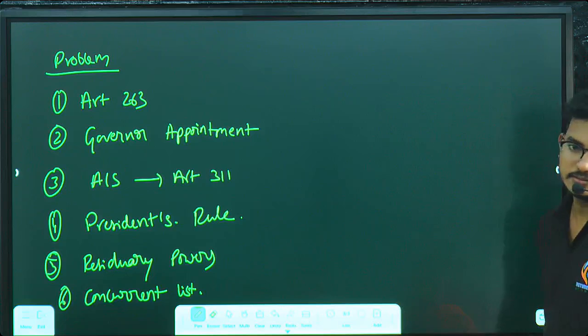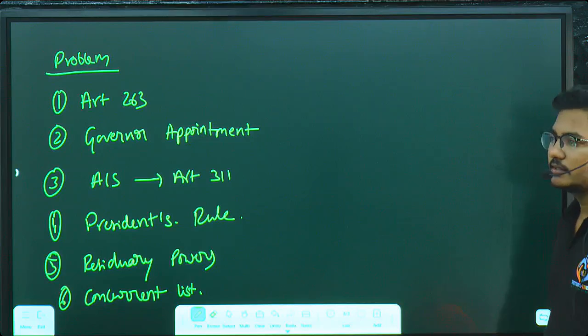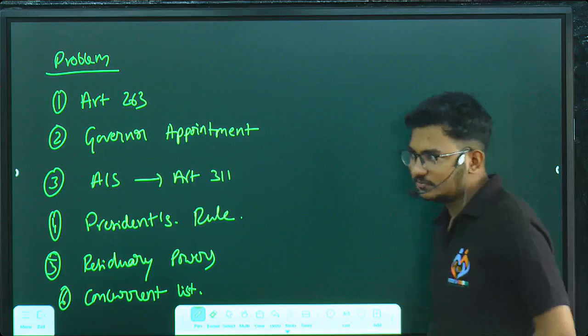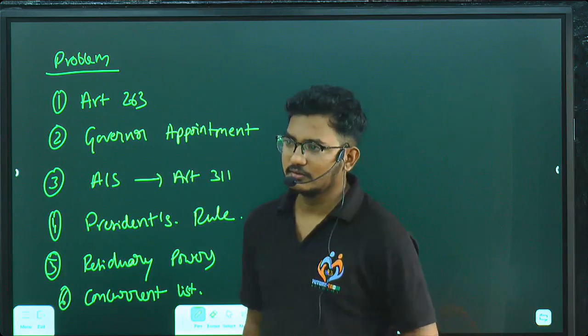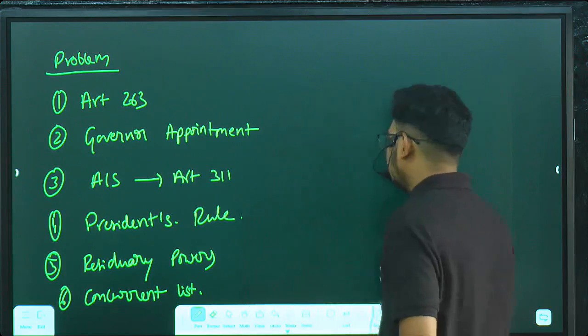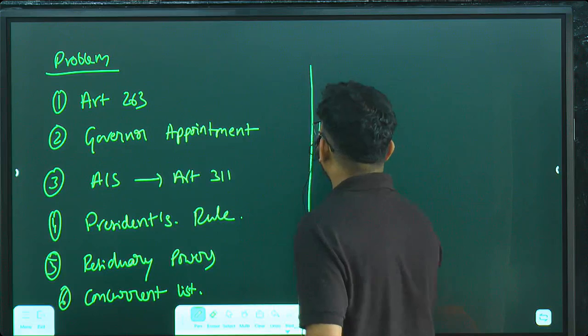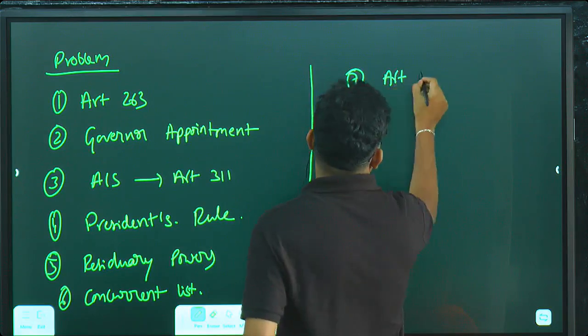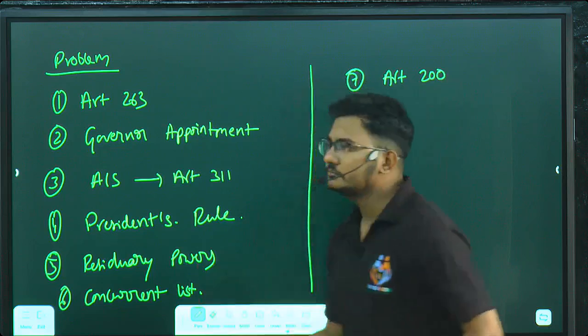Any other? Think. You remember Article 200? Governor can reserve a bill for the president's assent. This may create conflict. Article 200.